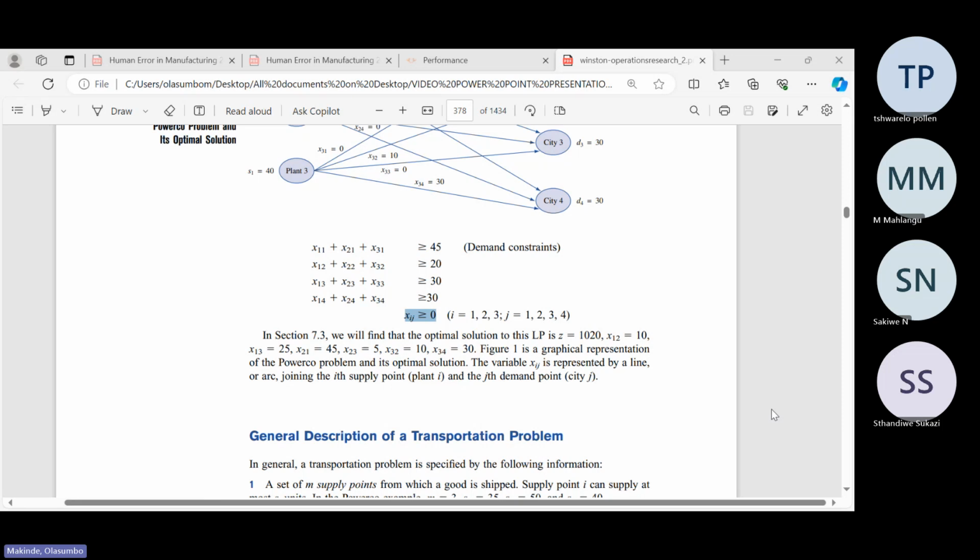So are we all sharp? Sakiwe, please respond. Mashlango, Polen.